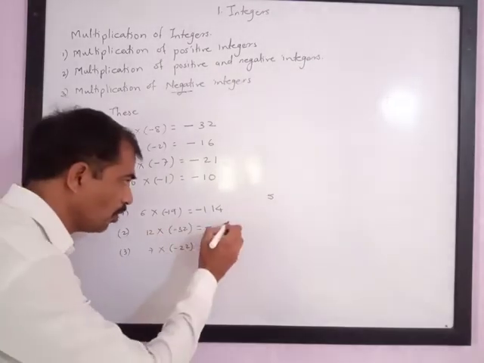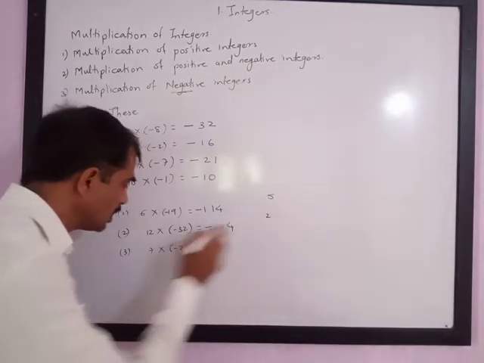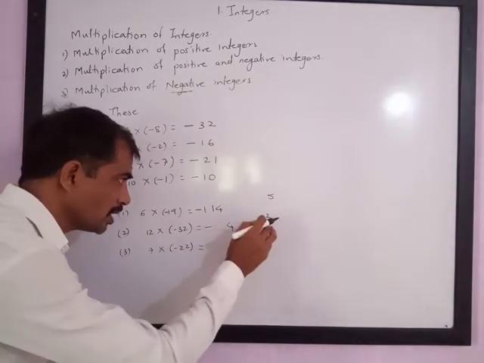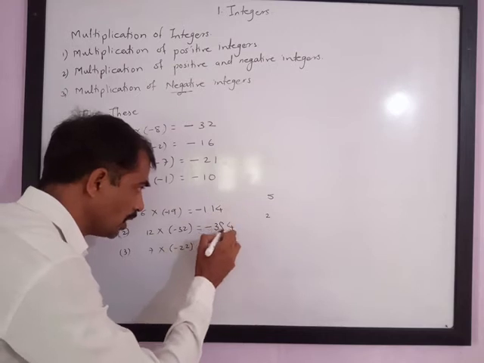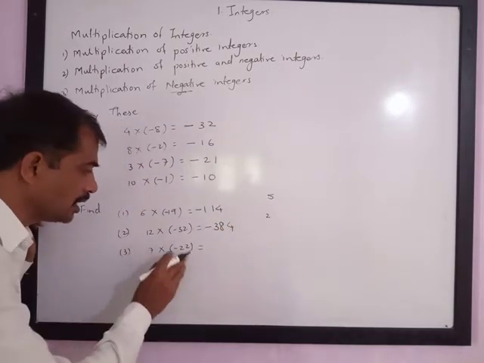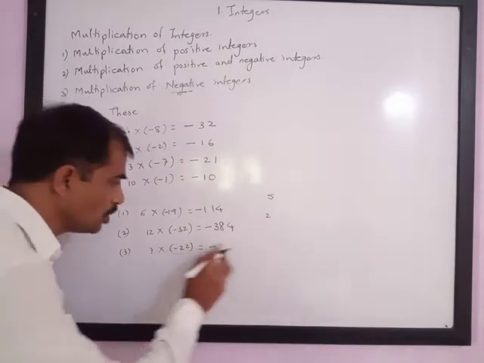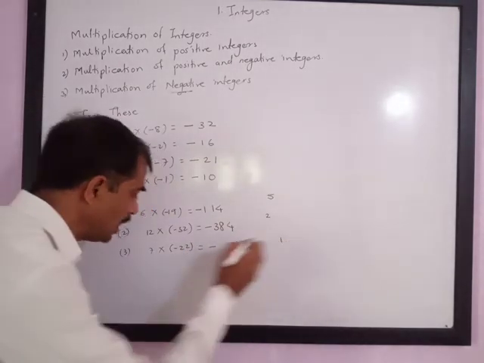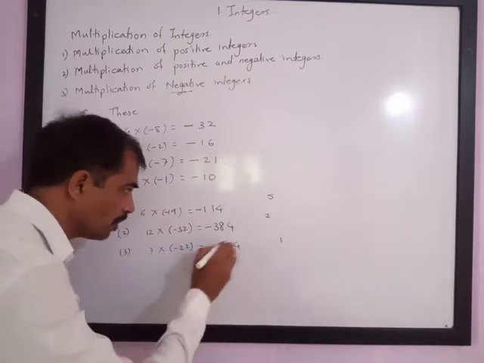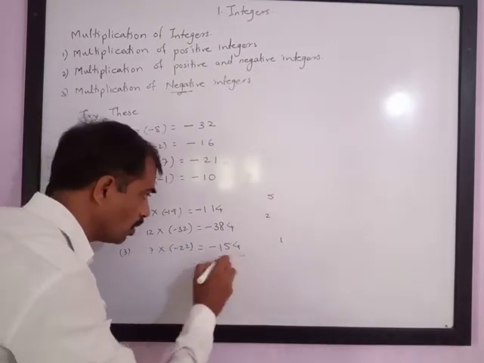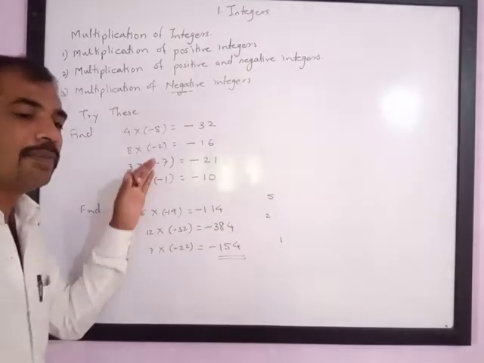12 2s are 24. 2 carries. 12 3s are 36. Plus 2 is 38. Then next, here also one integer is negative, so the answer will be negative. 7 2s are 14. 1 carries. 7 2s are 14 plus 1, 15. So please understand, the multiplication can be done in this way.